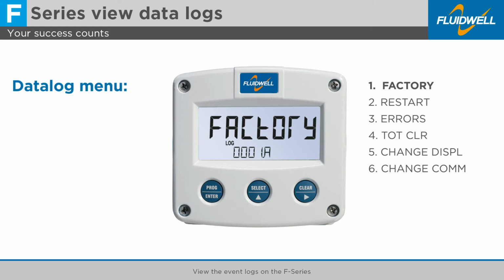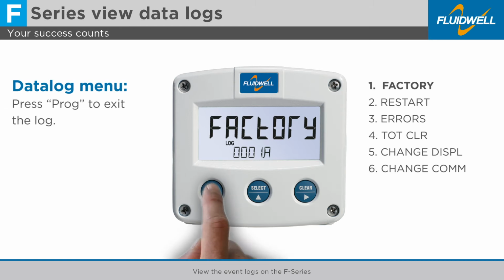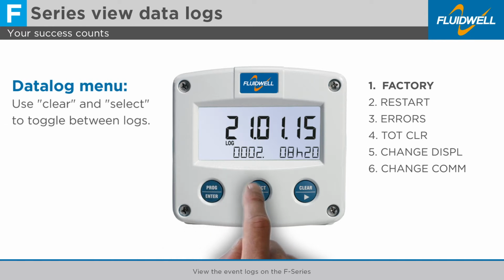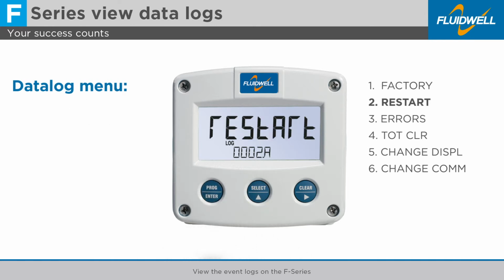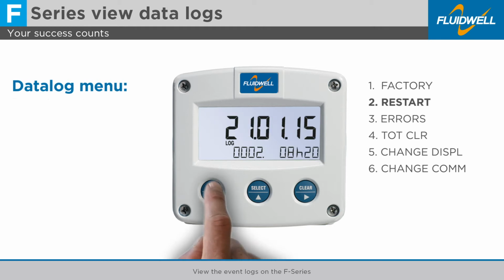The first example event shows a reset to factory defaults. Press Prog to exit this log. The second example event shows a restart, for example, after a power outage or a restart with remote configuration tool. Press Prog to exit this log.